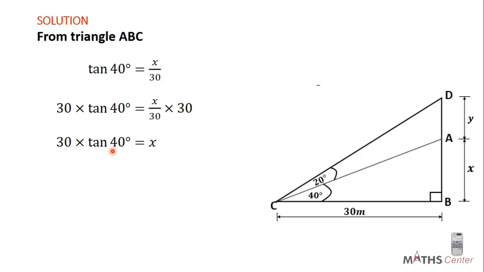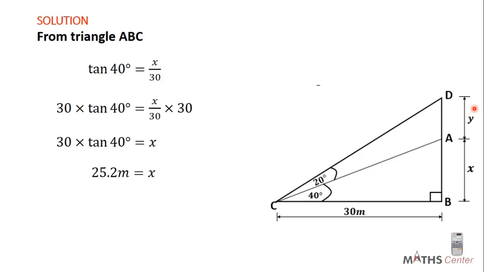30 times tan 40 degrees will give us 25.2 meters. So if you do this and you correct your answer to 3 significant figures, you have 25.2 meters. I explained how to correct a number to a given significant figure in the videos on approximations. And I also explained how to use your calculator to do that. So if you watch that video, you will know how to correct a number to a given significant figure. So 30 times tan 40 corrected to 3 significant figures is 25.2 meters. So x is 25.2 meters.